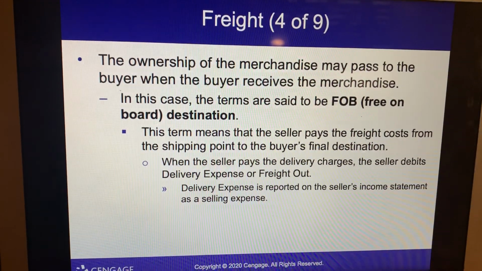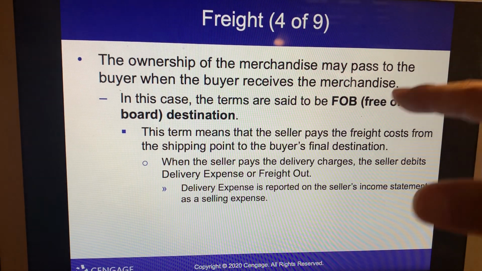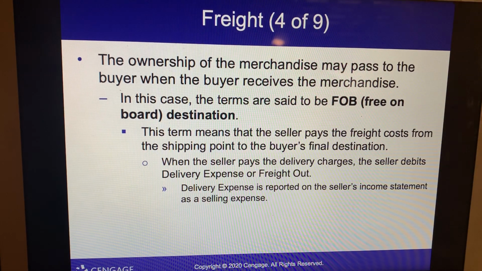The ownership of the merchandise may pass to the buyer when the buyer receives the merchandise. In this case, the terms are said to be FOB, free on board destination. This term means that the seller pays the freight cost from the shipping point to the buyer's final destination. When the seller pays the delivery charge, the seller debits delivery expense or freight out. So NAPI, when they ship large amounts of alfalfa, the purchasing company or person pays FOB. So they pay for all of the shipping. I guess even if you buy alfalfa from NAPI, you're paying the shipping charges.